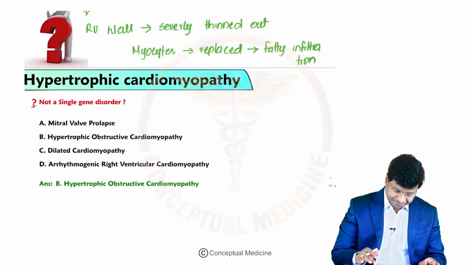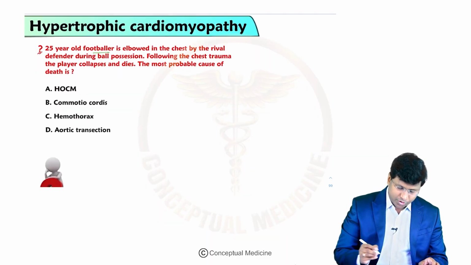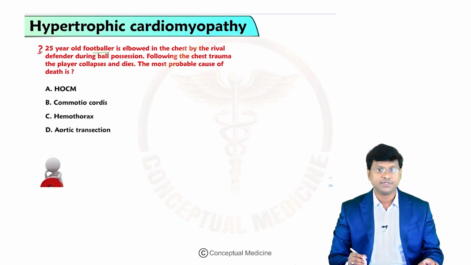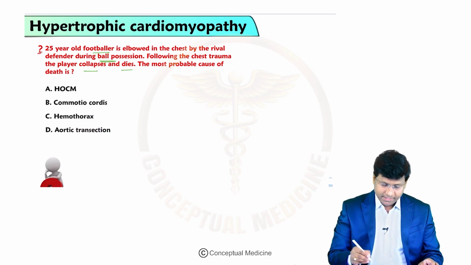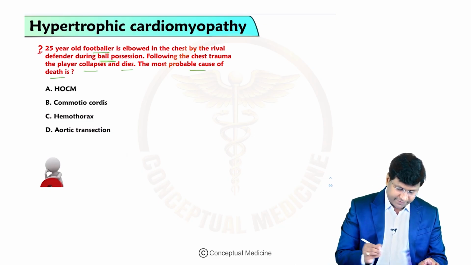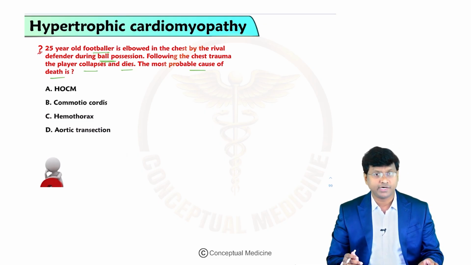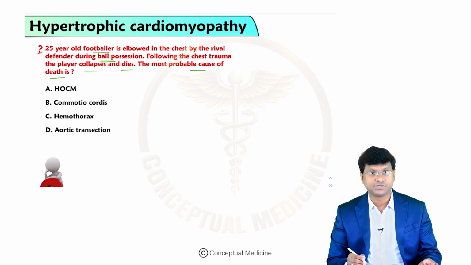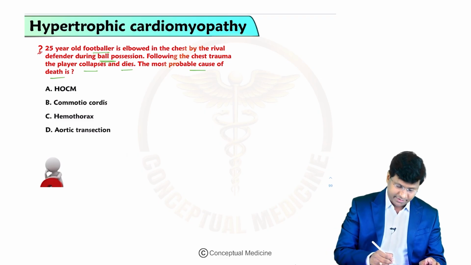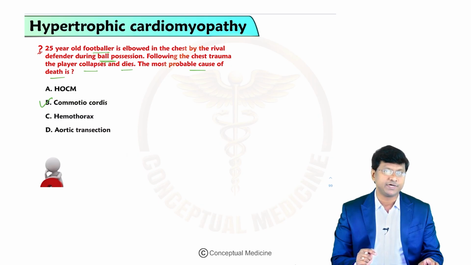Okay, next, another question. A 25-year-old footballer is elbowed in the chest by the rival defender during ball possession. Following the chest trauma, the player collapses and dies. The most probable cause of death is: hypertrophic obstructive cardiomyopathy, commotio cordis, hemothorax, or aortic transection. The answer to this question is commotio cordis. It is not hypertrophic obstructive cardiomyopathy.